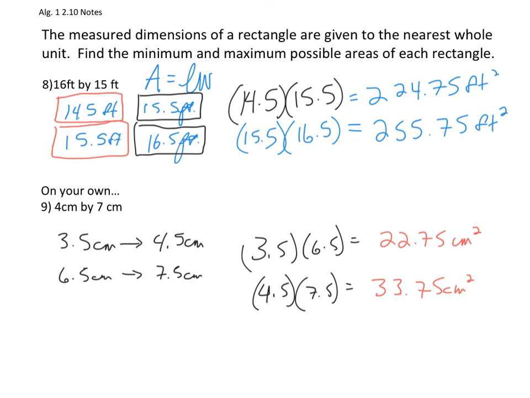Alright, so you can see my work that I did for number 9. We've got one direction of our rectangle could have been anywhere from 3.5 centimeters to 4.5 centimeters, and the other direction of our rectangle could have been anywhere from 6.5 centimeters to 7.5 centimeters. So we did one based on what happens if it was the smallest it could possibly have been, and the other one is what happens if it could have been the largest that it could have possibly been. And you do get a little bit of a range there.